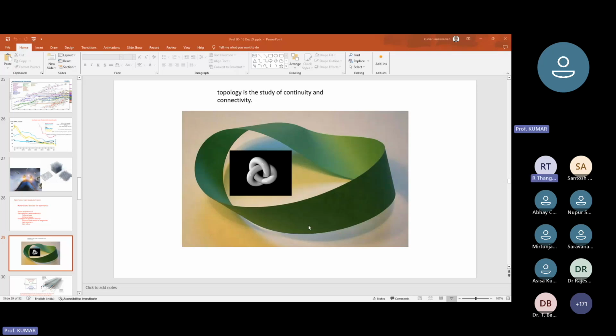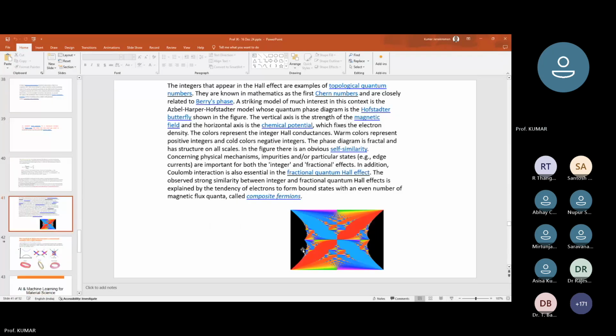Sir, can you change this slide, sir? Please, sir, change the slide. Next slide. Next. Yes, sir. Yes, sir. You are seeing? Yes, sir. We are seeing, sir. Okay, you are seeing this slide. Yes, sir. Quantum Hall effect, sir. Okay.